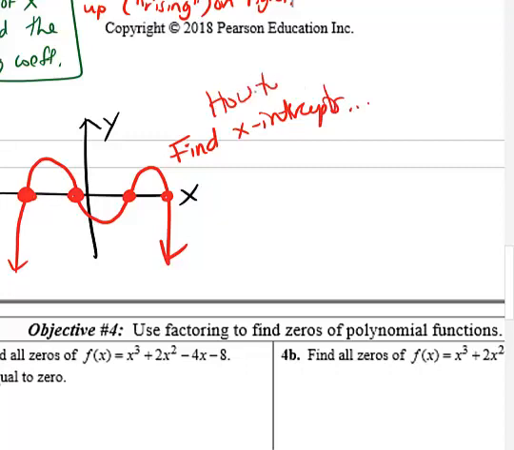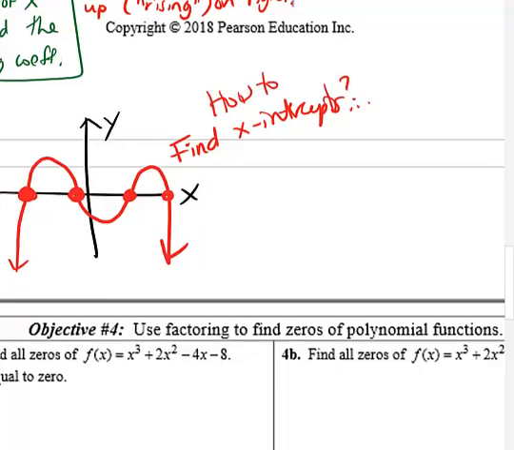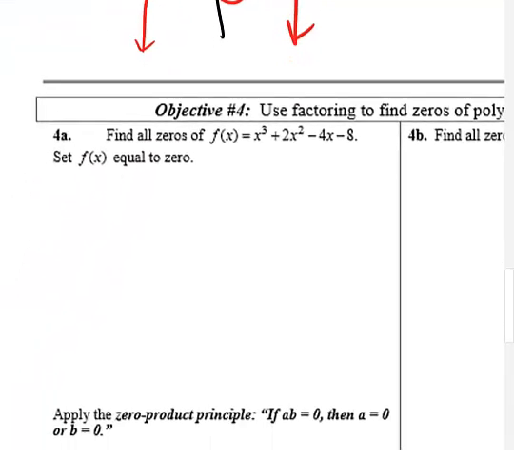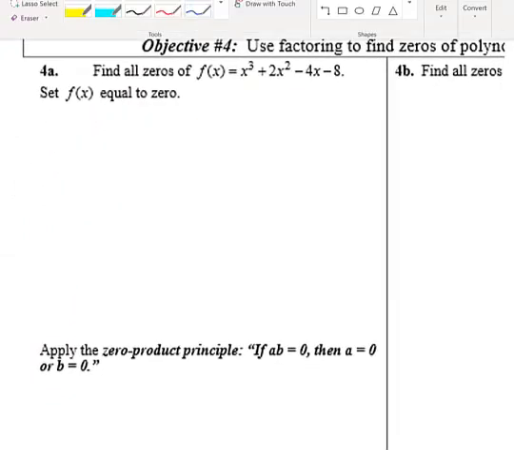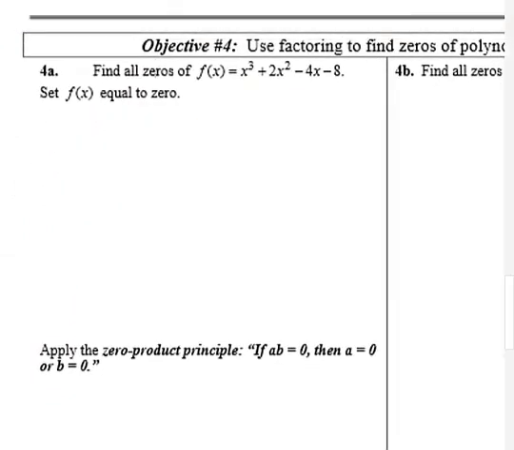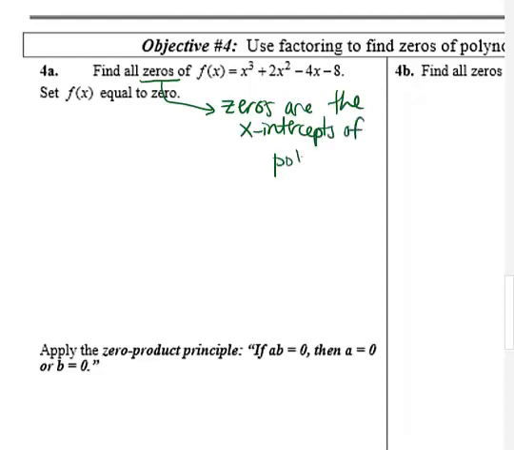How to? Well, that's what we're going to do now. So another word for it, I'm not sure why they name it again, but in polynomials they call x-intercepts zeros. I don't know why. Zeros are the x-intercepts of polynomials. I don't know why they don't just call them x-intercepts. They're just trying to confuse us. They like that, math people.